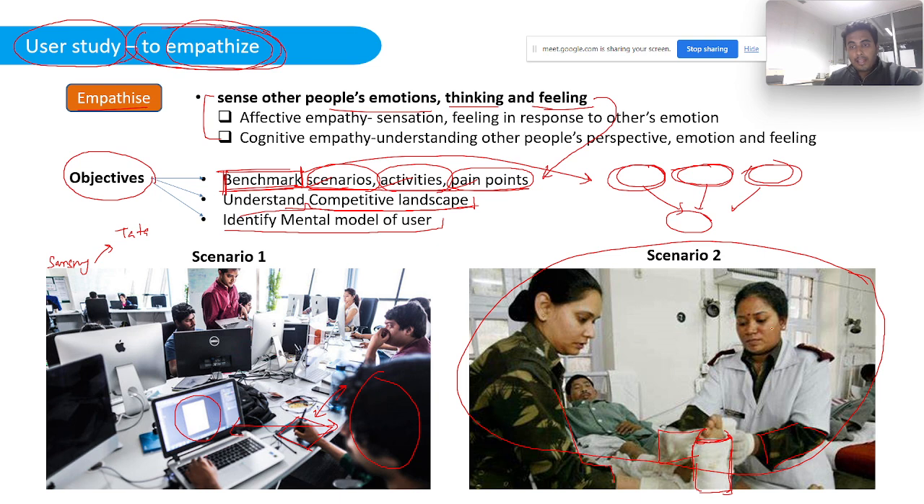And if the particular person, the user or the stakeholder, is suffering some issue, then what is that issue, and what sort of solution does she have in her mind? Generally they do not have any solution, but they have a mental model about a particular solution, like what will best solve a particular problem.